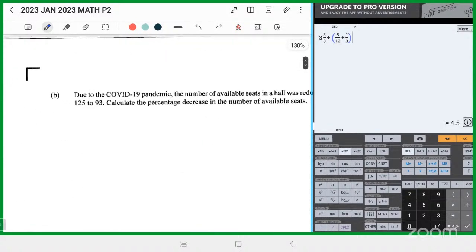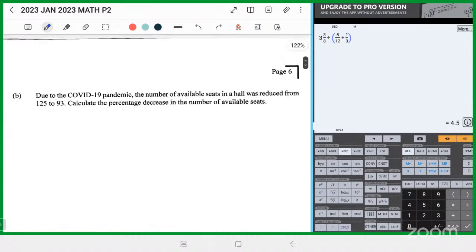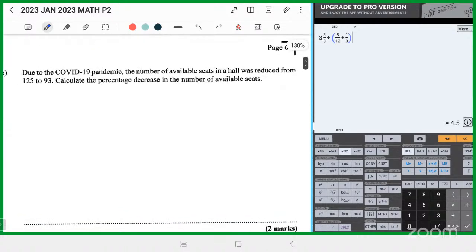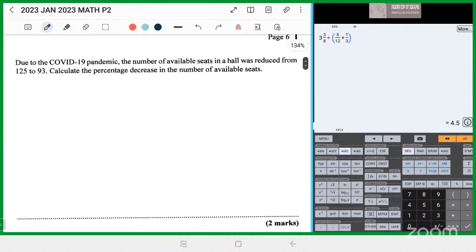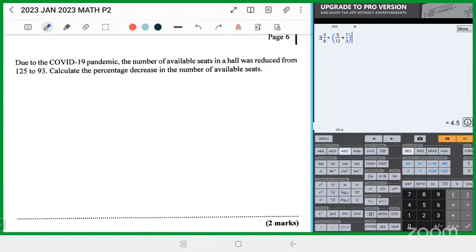Next question down here. Need a calculator. It says, due to the COVID-19 pandemic, the number of available seats in a hall was reduced from 125 to 93. Calculate the percentage decrease in the number of available seats. So it is the decrease divided by the original amount that was there, multiplied by 100. It's important that you divide by the original amount.